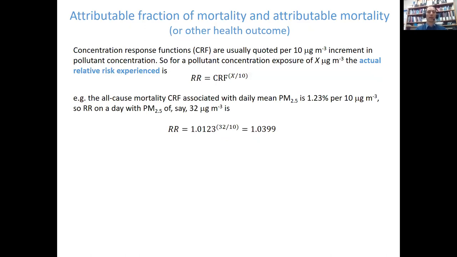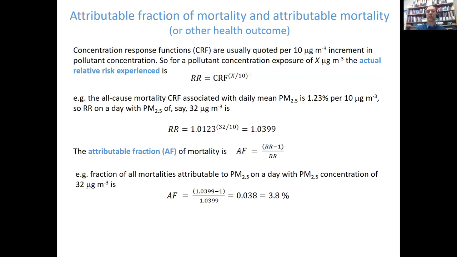So for example, if we have an all-cause mortality concentration response function for daily mean PM2.5 of 1.23% per 10 micrograms per cubic meter, if on a particular day there's a PM2.5 concentration of 32 micrograms per cubic meter, then the relative risk on that particular day is 1.0123 to the power 32 over 10, or about a 4% risk. The attributable fraction of mortality is then defined as that relative risk minus 1 divided by relative risk. So on my example day here, where the PM2.5 concentration is 32 micrograms per cubic meter, that attributable fraction is 3.8% of the mortalities we could associate with that PM2.5 concentration.